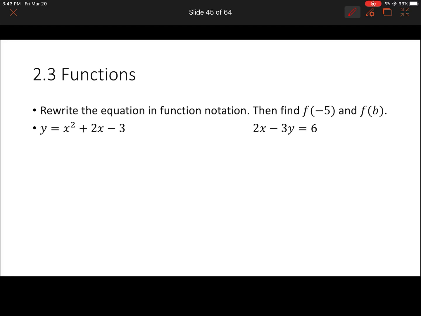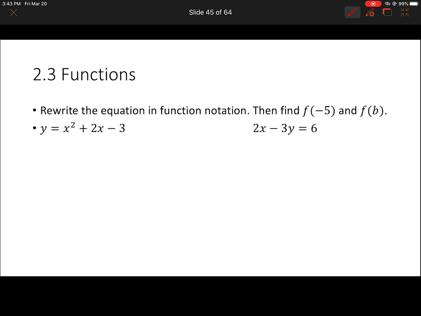So if we can take an equation and solve for y, get it to be y equals something, then we can replace y with f of x, and then we can evaluate it. In this case, it says to find f of -5 and f of b. And so we can do that once we have solved for y and replaced y with f of x.